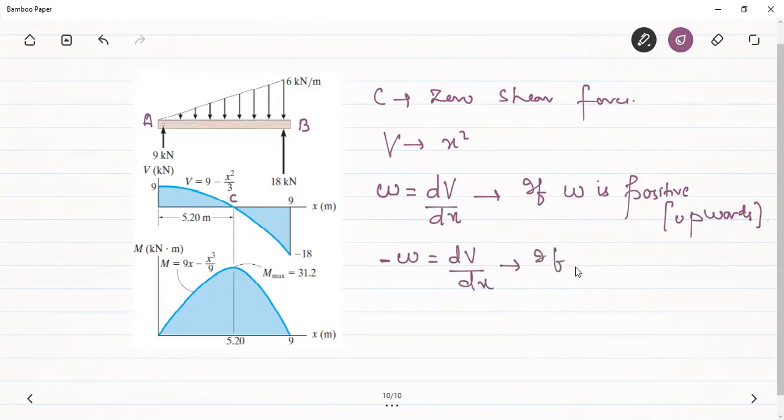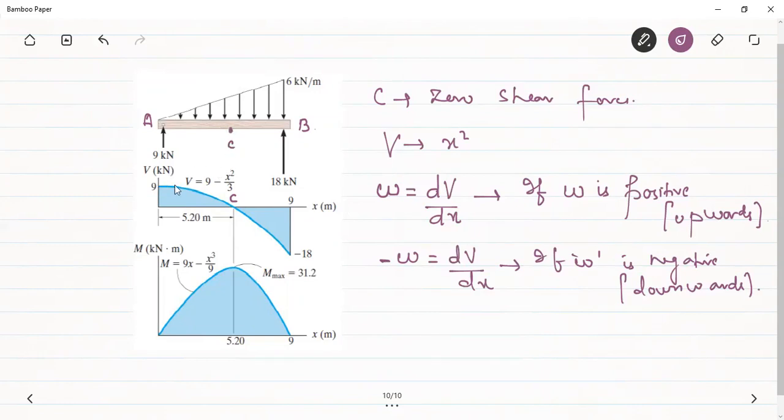If omega is negative, that is, it is acting in the downward direction, then from this relation we can see that the slope of the shear force curve is negative. Also, you can see that the intensity of the load is increasing from A to C. Therefore, the slope of the shear force curve should increase.